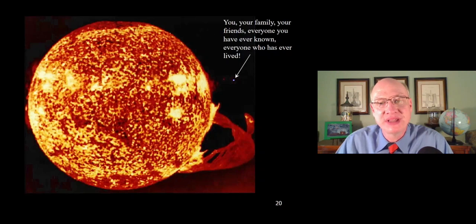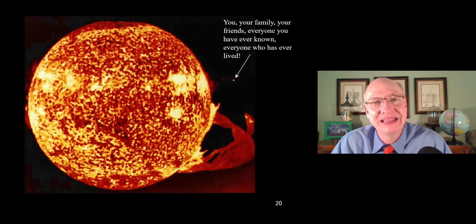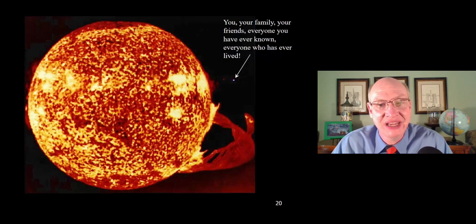And to put that little blue dot in perspective, Carl Sagan has a beautiful poem called The Pale Blue Dot. And in there he points out that that little blue dot, that's you, your family, your friends, everyone you've ever known, everyone who's ever lived has lived on that little tiny blue dot next to the sun.